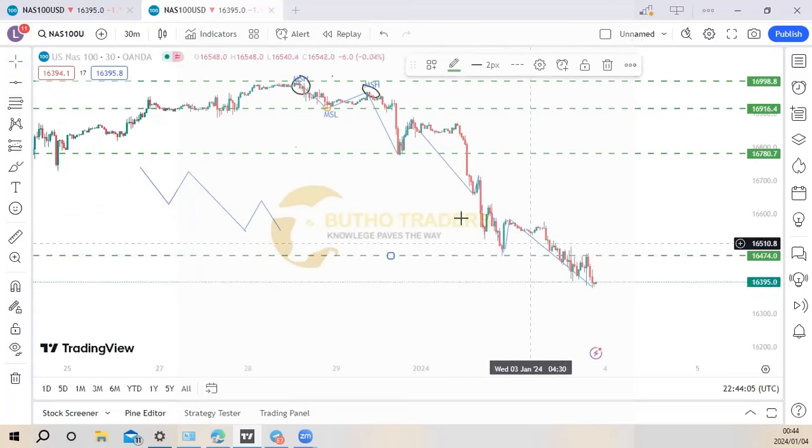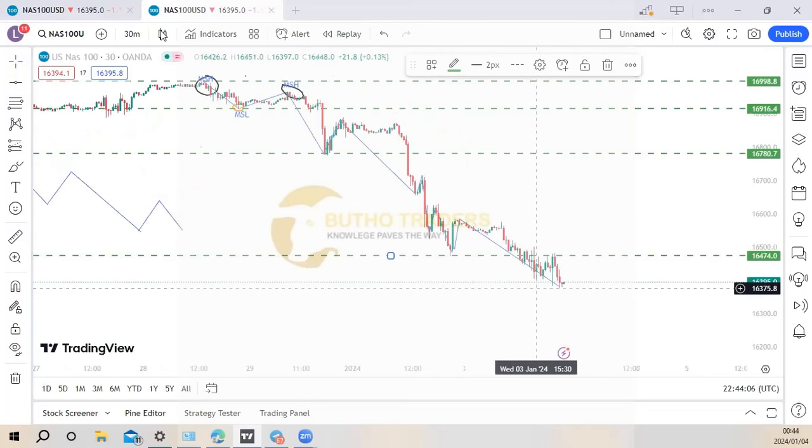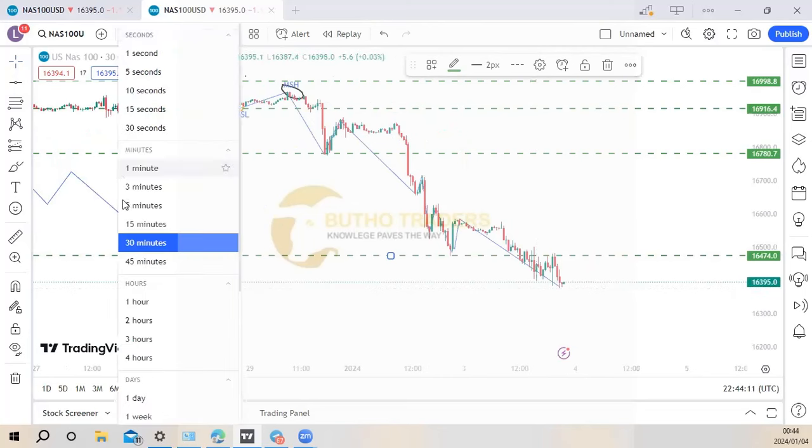So now, when the situation is like this, I now adjust to lower time frames. Remember, I said I'm trading 5 minutes time frame. That is my analysis. It will be on 15 minutes time frame. So I go to 5 minutes time frame.